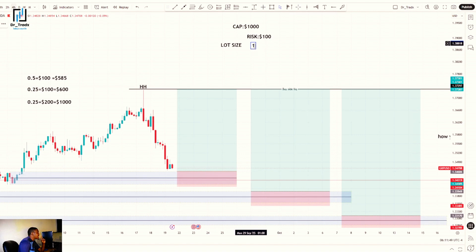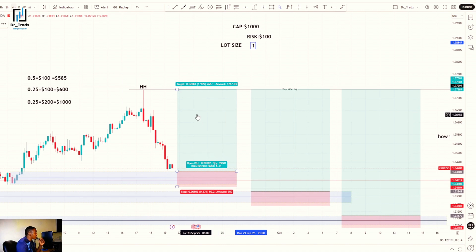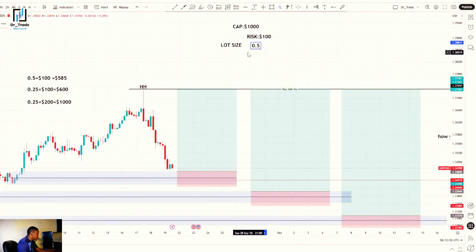So what do I do? I reduce my lot size. I don't increase my stop loss. If for every trade I've decided I'm going to lose $100, I will never increase my risk. I will only reduce my lot size. If from here to here it's around 200 with a lot size of 1, I reduce the lot size to around 0.5. So with this 0.5, I'm risking how much? $100.